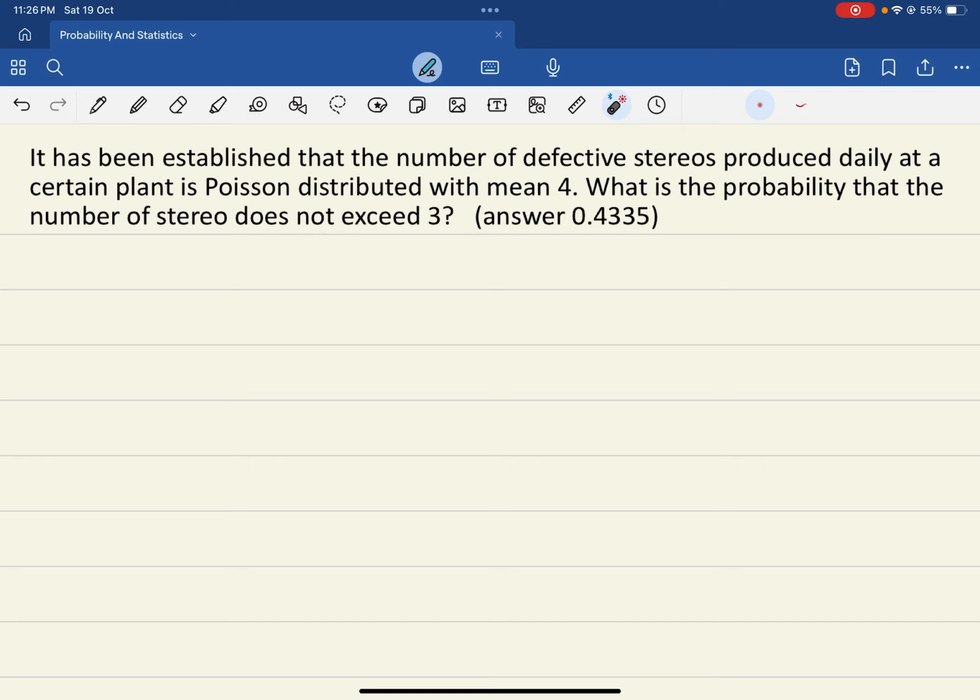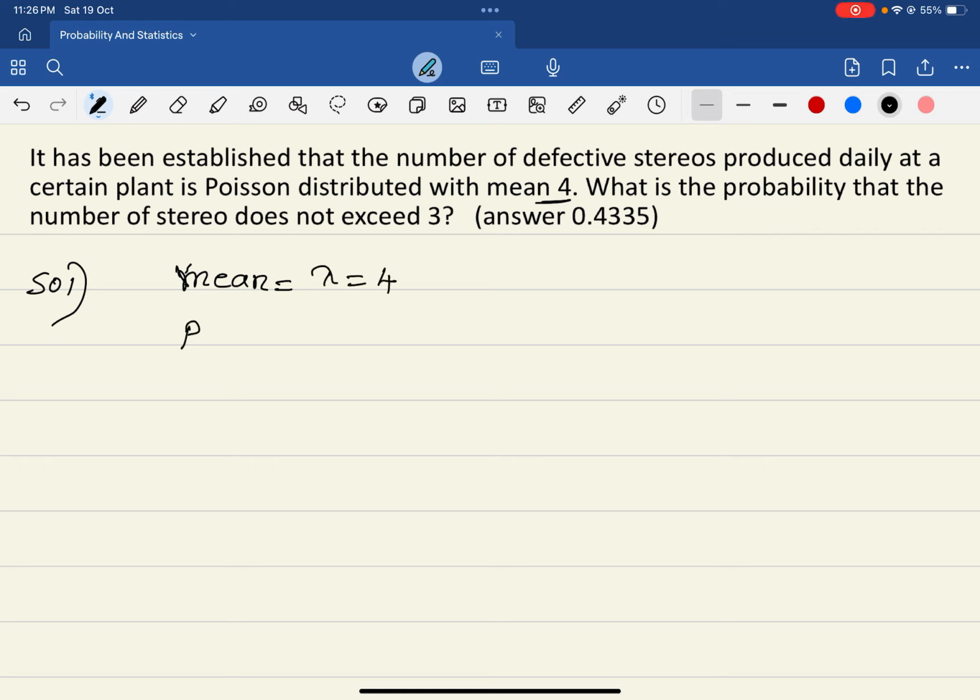That means it is less than or equal to 3. That is the understanding. So let us now take everything. So what is the mean here? The mean is already given: lambda is equal to 4.